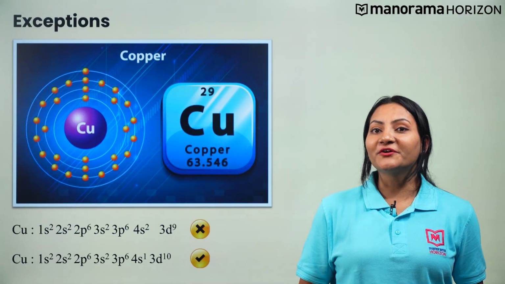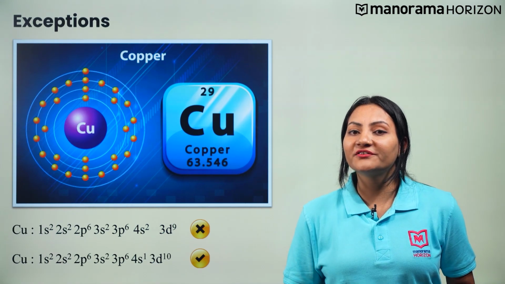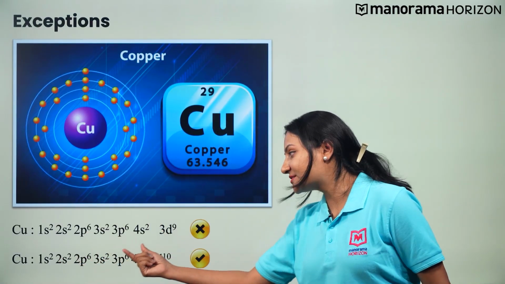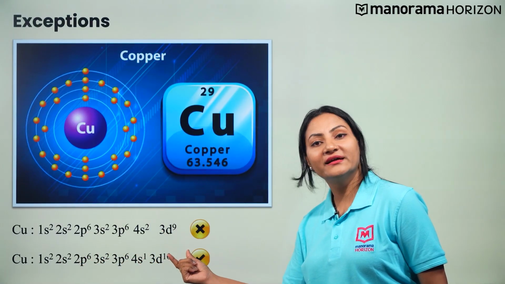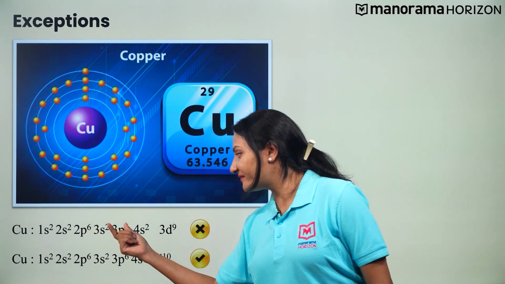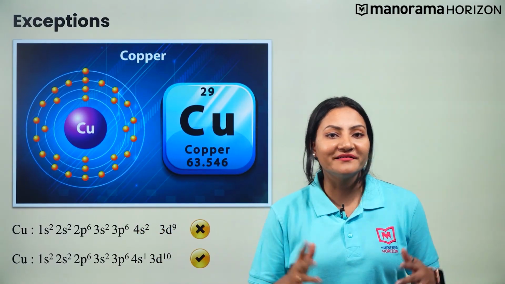The atomic number of copper is 29. The correct electronic configuration of copper is 1s2, 2s2, 2p6, 3s2, 3p6, 4s1 and 3d10. And it's not 1s2, 2s2, 2p6, 3s2, 3p6, 4s2 and 3d9, due to similar reasons.